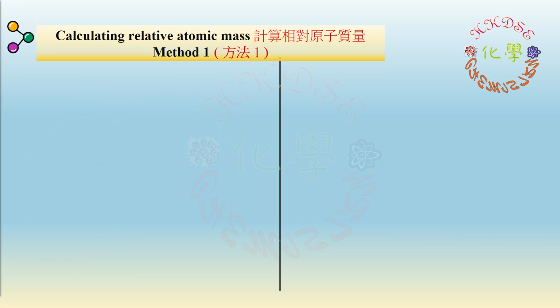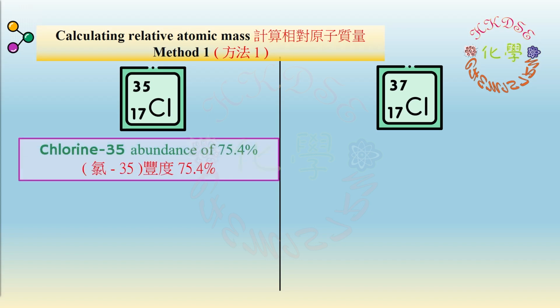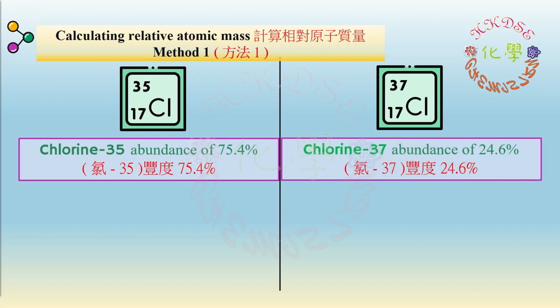Calculating relative atomic mass. Method 1. Different isotopes have different masses. Let's take a look at chlorine as an example. Now chlorine has 2 stable isotopes, chlorine 35, which has an abundance of 75.4%, and chlorine 37, which has an abundance of 24.6%, and when we say abundance, all we mean is how common or rare that isotope is.